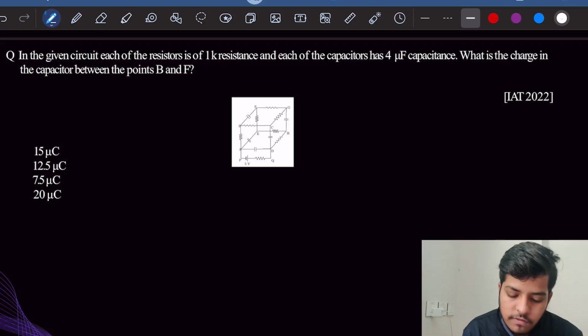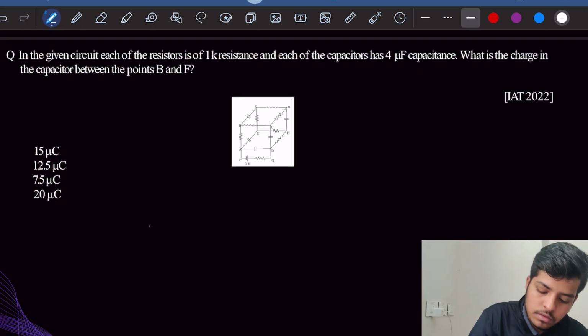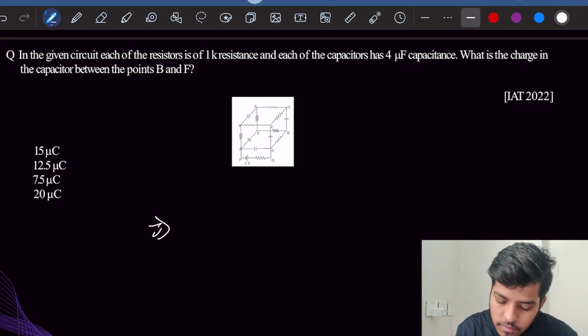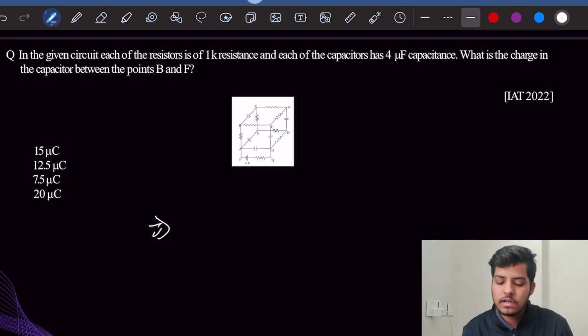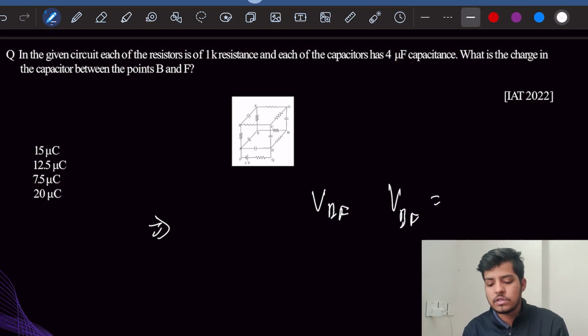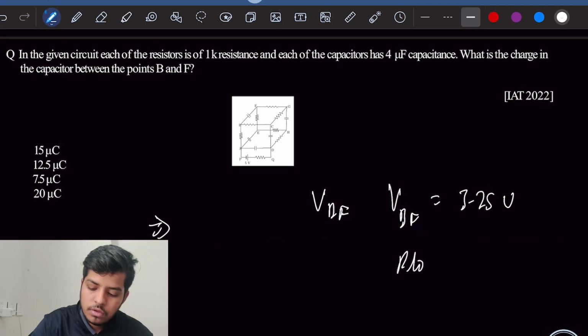In the given circuit, each resistor is 1 kilo ohm and each capacitor is 4 microfarad. What is the charge in the capacitor between the points B and F? So let's find the potential difference between B and F. So V across BF will be, by symmetry, it is a symmetrical question. By symmetry, VBF will be 3.75 volt.